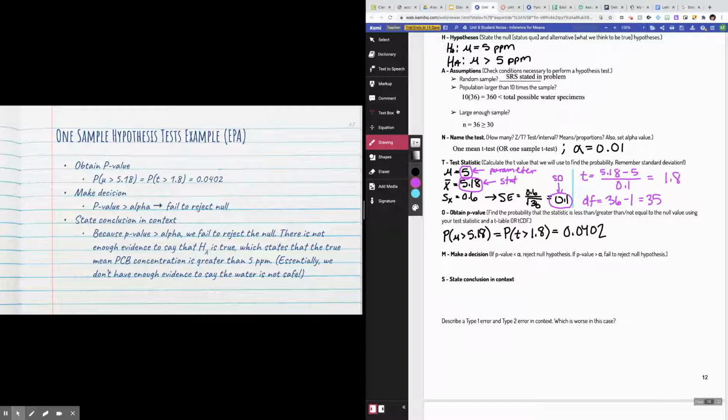Okay, all right. We're very close to the end here, so the next thing we have to do is make a decision. So my p-value was 0.0402. That's my p-value, but that is greater than my alpha value that I set, which was 0.01. So what that means, the decision that I make if the p-value is greater than alpha, is I'm going to fail to reject the null.